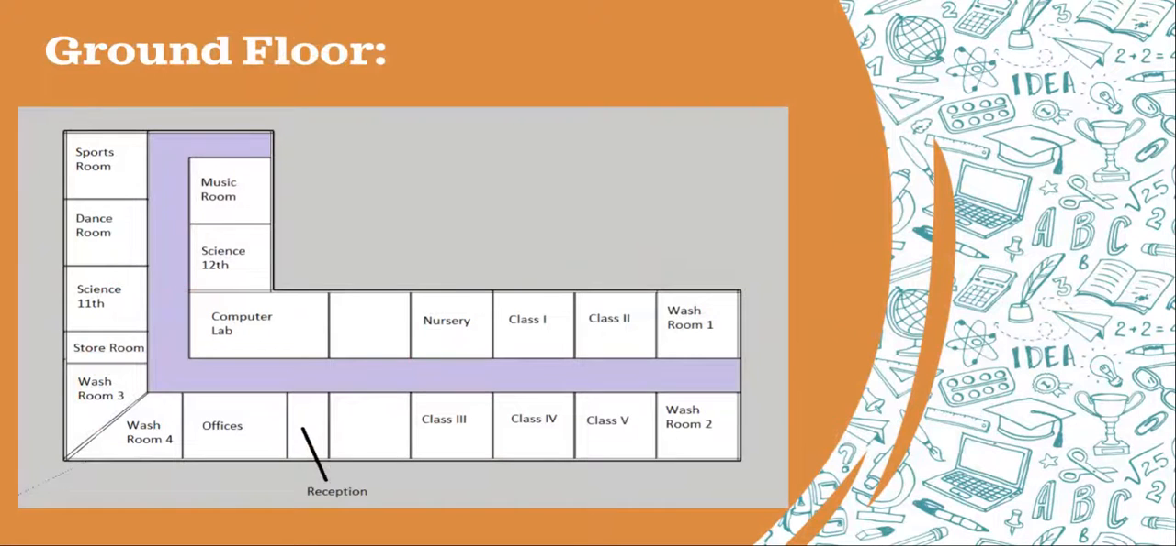So the map of the ground floor is as given. We have the primary wing, that is nursery to 5th class, on the junior block, the right side, and we have the science classes for 11th and 12th in the senior block on the ground floor. We also have the offices, the reception, the computer lab, storeroom, dance room, music room, and sports room on this floor. Over here, the empty spots that you see, this is for the entrance and the staircase.